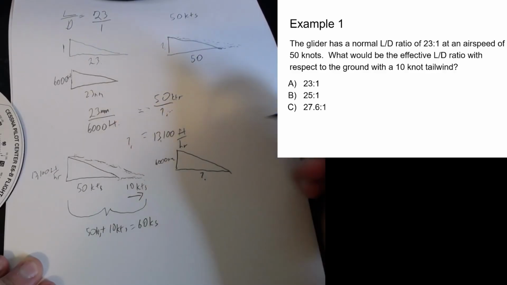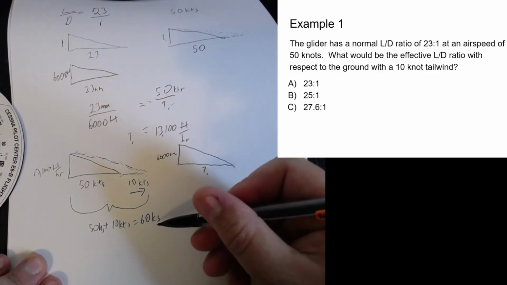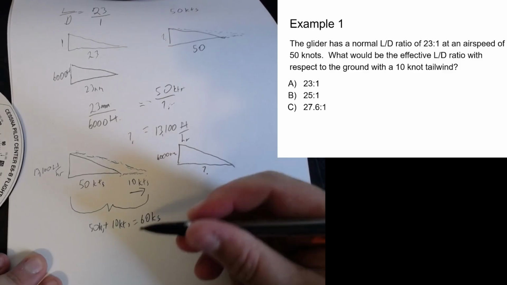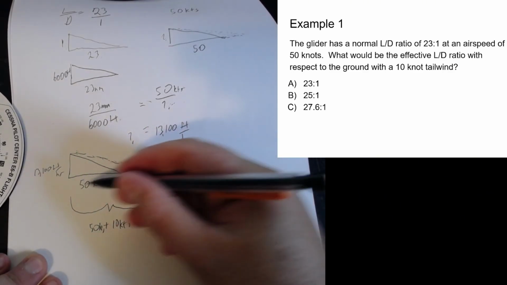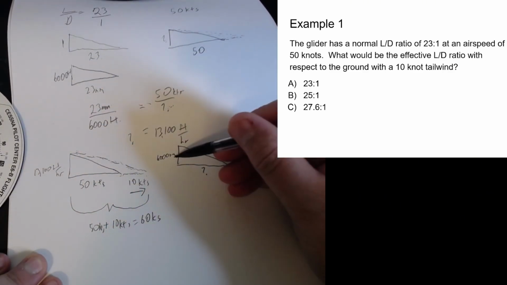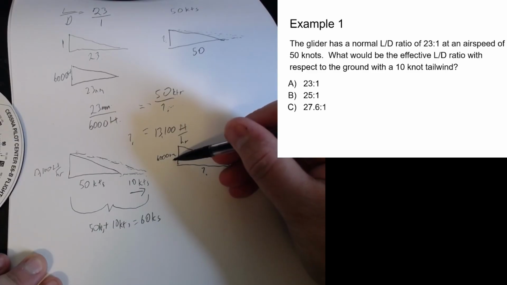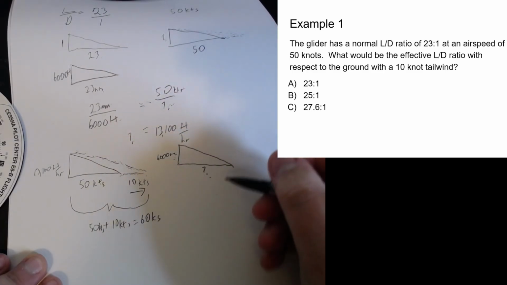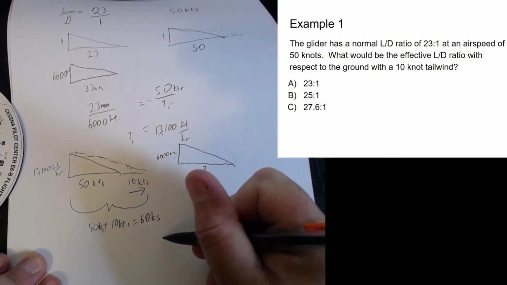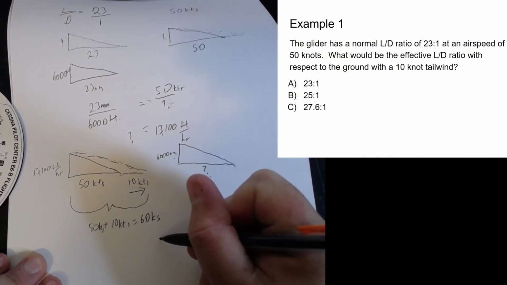And we don't know what this is. But there we just did the addition. So now we have a number here for the L. We have the D. We always have our 6,000 for 6,000 feet in a nautical mile, and we don't know what that is, what the distance is going to be.